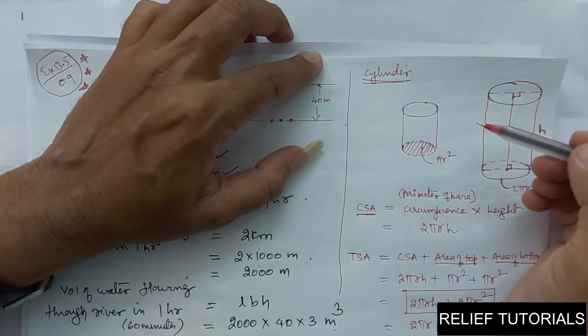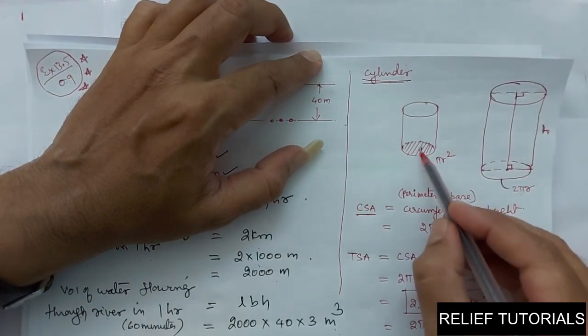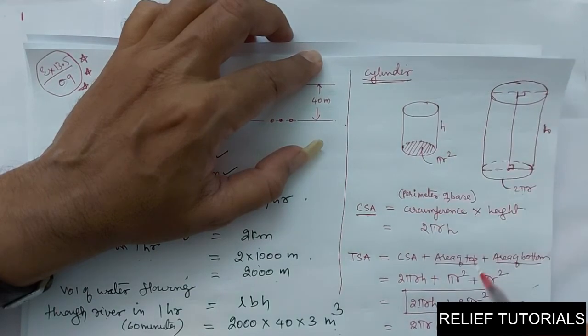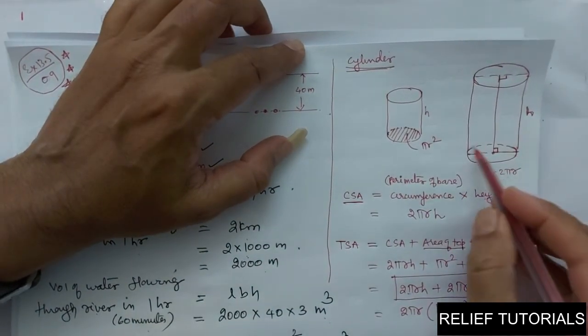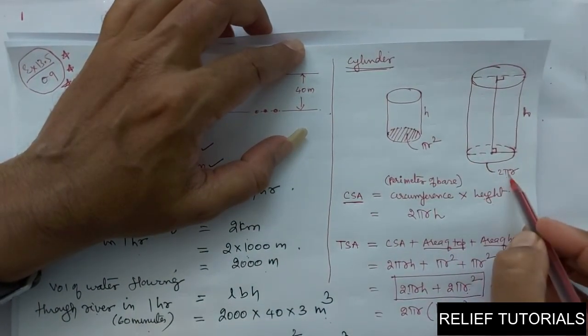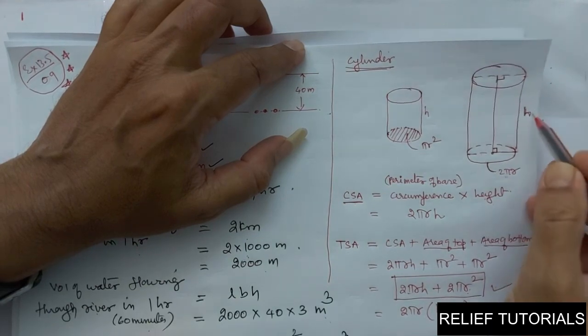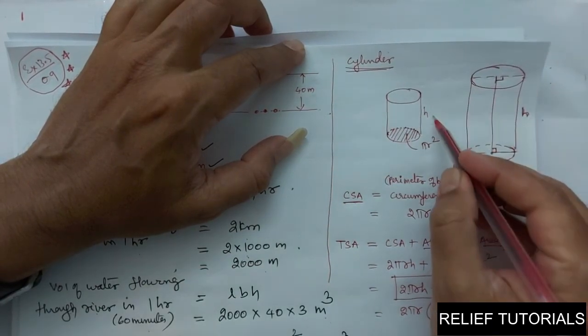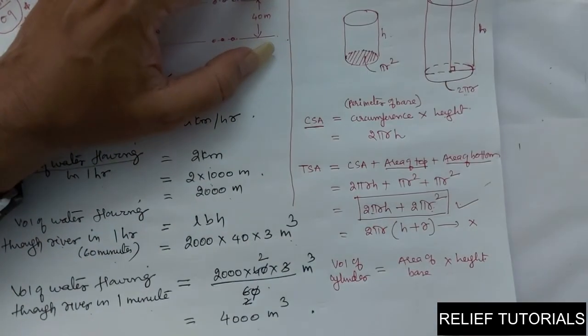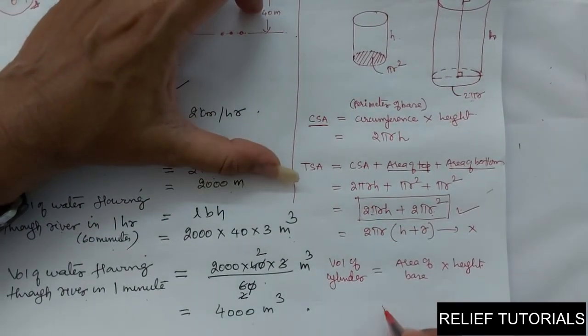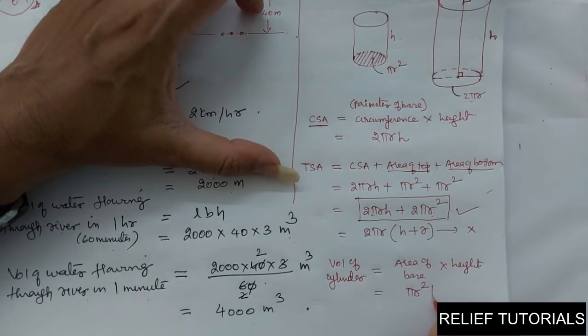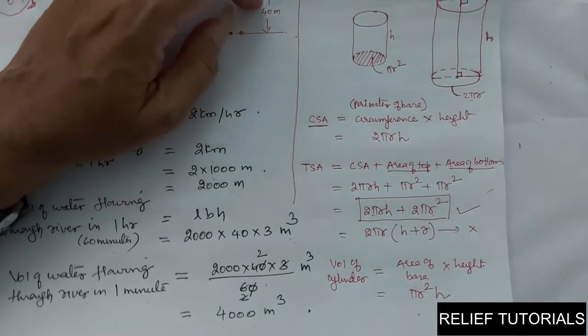So volume of any solid depends upon two factors, area of base and height. Curved surface area depends upon two factors, circumference, that is perimeter of base, and height. So perimeter of base, height. Area of base, height. Simple. So volume of cylinder is equal to area of base into height. Area of base is pi r square, height is h. So this is the volume of a cylinder.